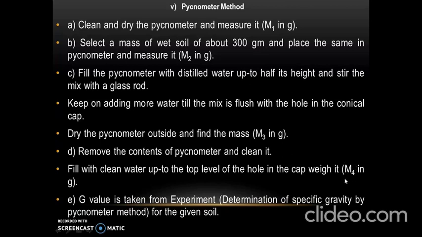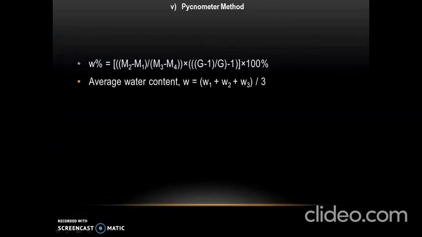And the value of specific gravity has to be known, as already mentioned, in order to find water content by pycnometer method, and this value of G has to be found out by conducting the experiment. So, water content in percent will be (M2 minus M1) divided by (M3 minus M4) into (G minus 1) divided by G, into 100%.